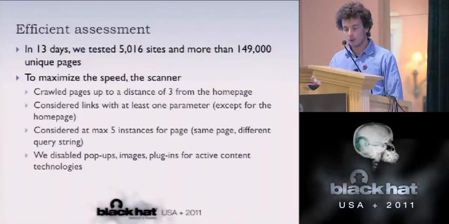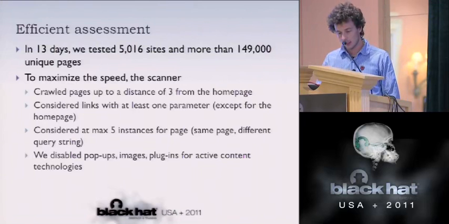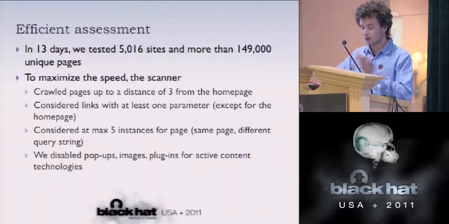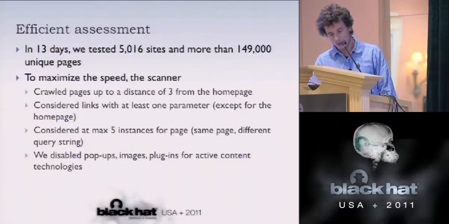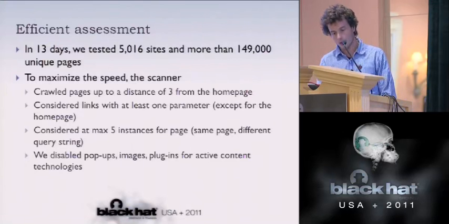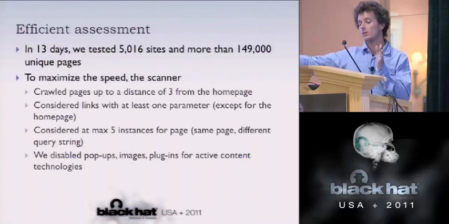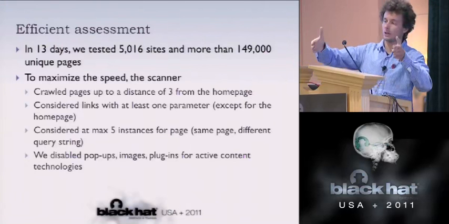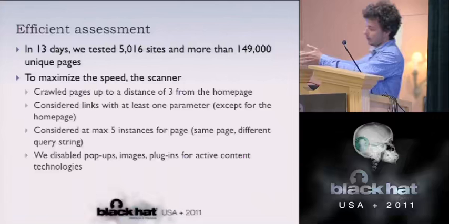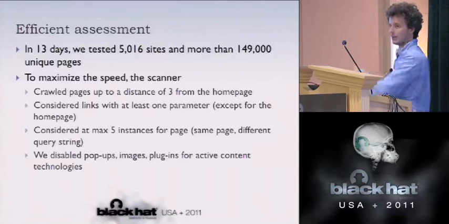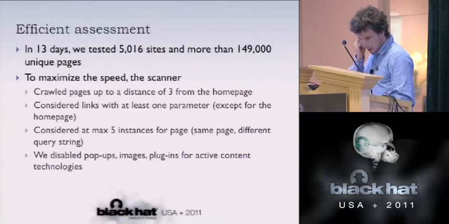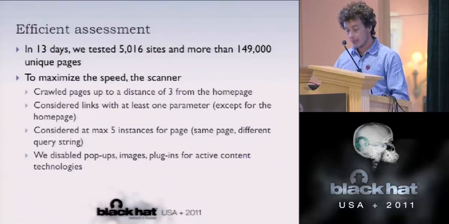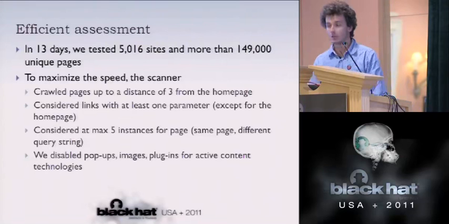As I was telling you before, to maximize the speed, we used 5 different instances of a browser at the same time, and we decided to crawl up to a distance of 3 from the home page. So we tell the crawler, check the home page, check the links, go into deeper links, go again until you reach a depth of 3. Then we disabled pop-ups, images, and any plugin for active content technologies, such as Flash.